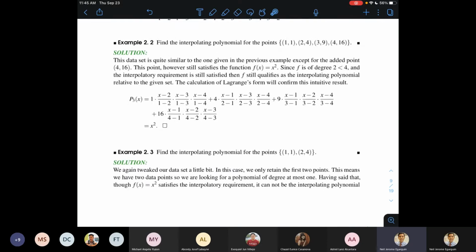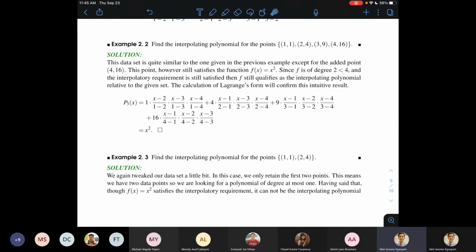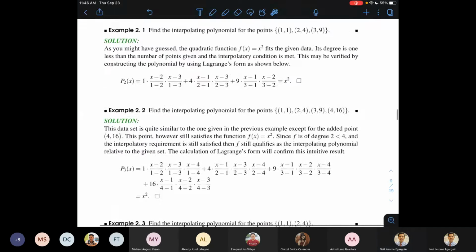And actually, you can attribute the deficit in the degree by saying that the added data point actually adds no more information in terms of the interpolation process. Kasi alam na natin na ang pattern dito ay x squared. So, nagdagdag tayo ng isa pang point, pero parang x squared pa rin talaga yung behavior niya. So basically, ang nangyari dito, sa example 1, meron tayong 1, 1. Meron tayong 2, 4. Meron tayong 3, 9. Somewhere there. So, nakuha natin ang nagpa-pass through sa kanya ay parabola.